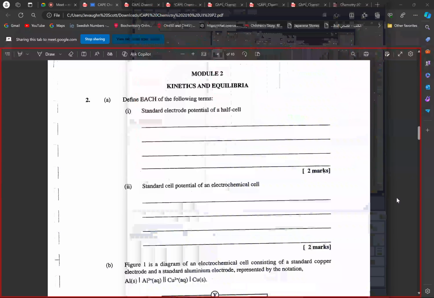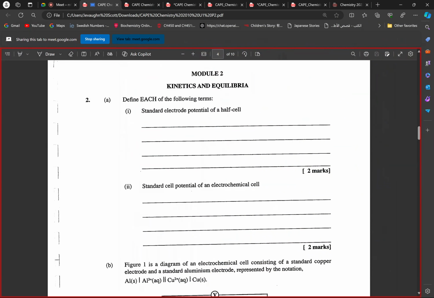All right, so let's have a look at this one. This is the Redox Equilibria question for 2010, and we're basically asked to do the same thing that we just did in 2015. Literally the same thing. So somebody can tell me what the standard electrode potential of a half cell is. What is that?